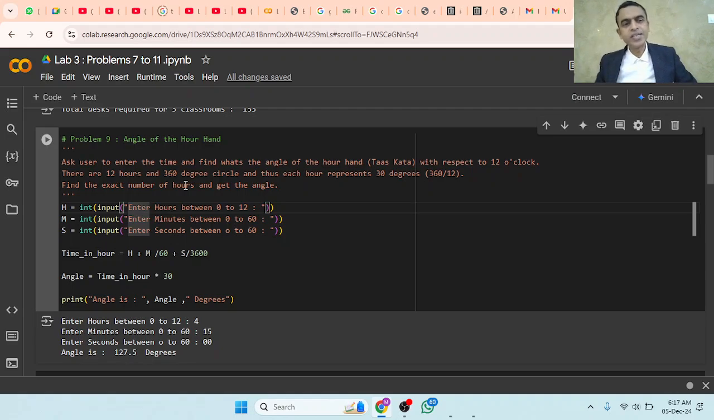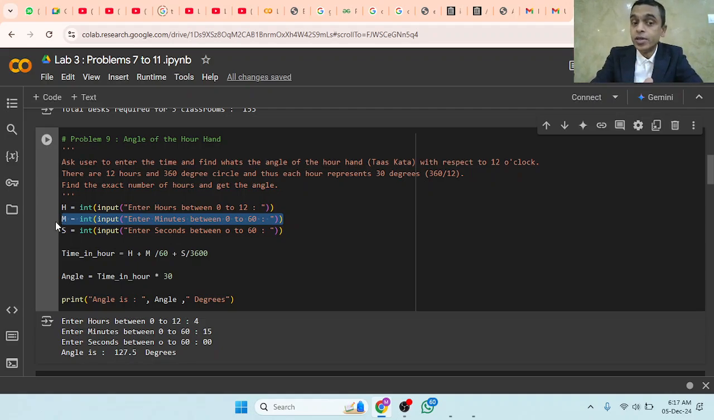Now we are going to ask the user to enter the hour, enter minutes, enter seconds. This is a beginner level program, so it is written very simply. We say enter hours between 0 to 12, convert into integer, and we store it as variable h. Then we ask for minutes, between 0 to 60, and it is stored as m. Similarly, we ask for seconds, between 0 to 60, stored as s.